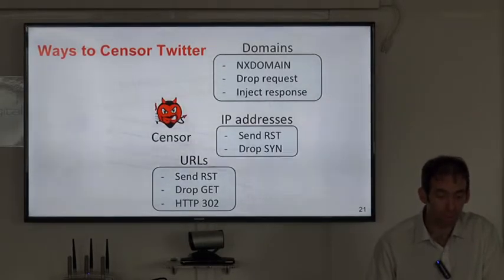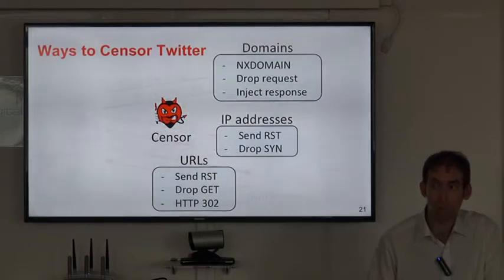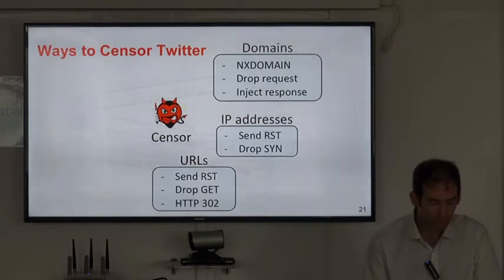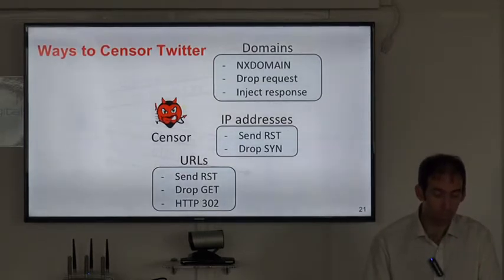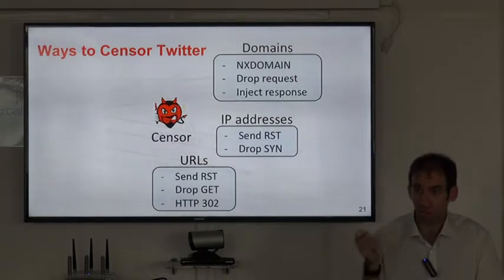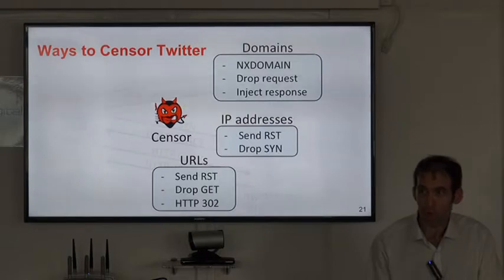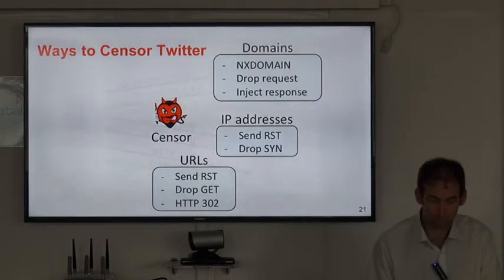At the DNS level, you could return no such domain, or drop the request. You could actually inject a fraudulent response, a reverse path. For IP, you could basically reset the connection in various ways. You could send a reset. You could drop the attempt to connect. And then at the HTTP or the URL level, you could, again, drop the GET request. You could do a 302 redirect. Many different ways to do this.